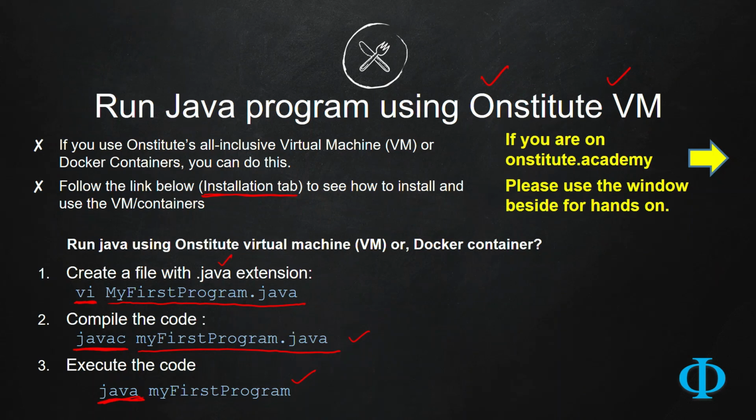So this is another way of writing and running a Java program, which is basically a three-step process. First, create a Java file. Second, compile that Java file or Java program. Third, execute that Java program.